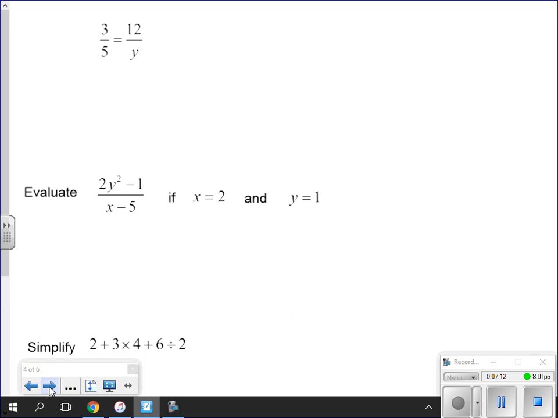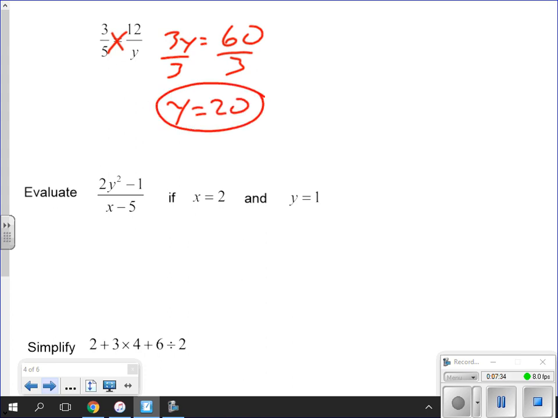Okay, so the next one isn't too bad. I have a proportion. I need to solve for y. Once again, we did a sample of proportion. How do I solve this? I cross multiply. 3 times y, 3y. 5 times 12, 60. 3y equals 60. Divide by 3. Y equals 20.